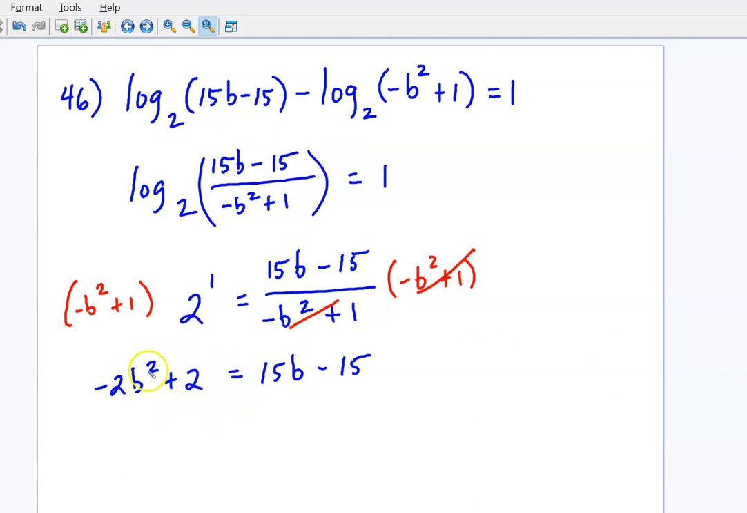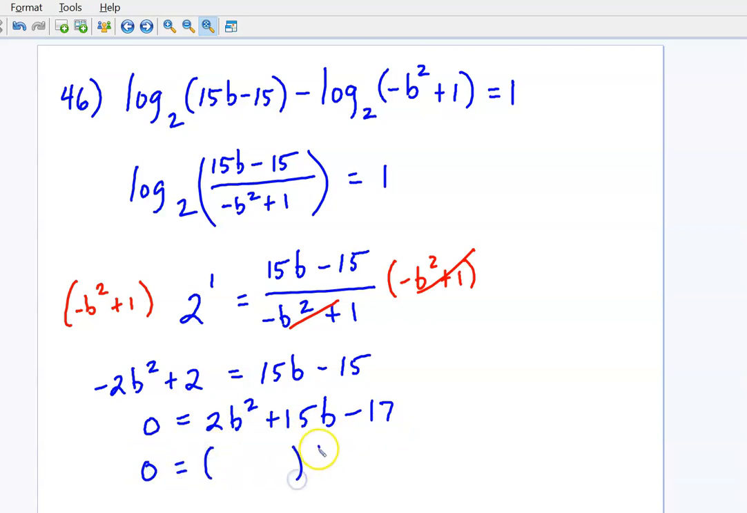I prefer my quadratic equations having a positive quadratic term, because if it will factor, that's the way they factor, with this positive term here in front of b squared. So I'm just going to set this equal to 0 going this way. 2b squared plus 15b minus 17. Okay, so I added 2b squared, I subtracted 2, and now we want to see if maybe factoring is possible.